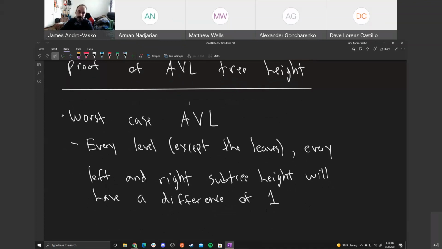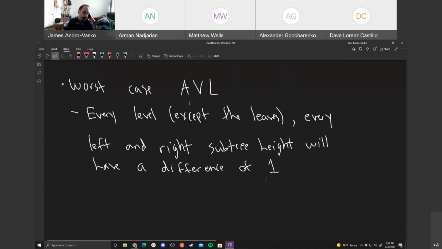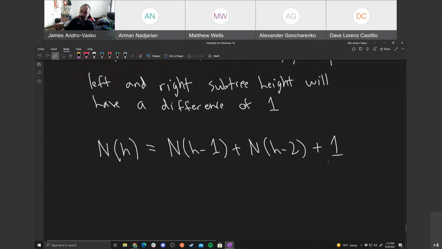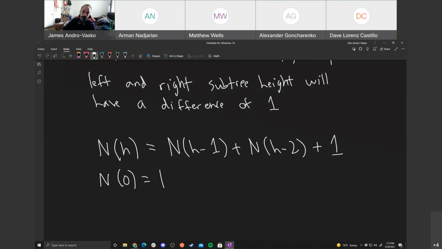So having this worst case, is the height going to be pretty good? Will it still be logarithmic? You might already know this, but let's go ahead and do a quick proof. I use the following recurrence relation to show this. We're going to have n of h, where h is the height of our tree and n is the number of nodes for a tree of height h. In the worst case, we're going to have n of h minus 1 plus n of h minus 2 plus 1. That's our recurrence relation. I guess n of 0 would be 1, but I'm not going to focus on the base case too much here.